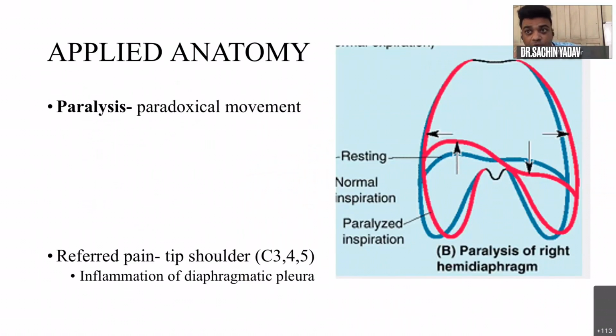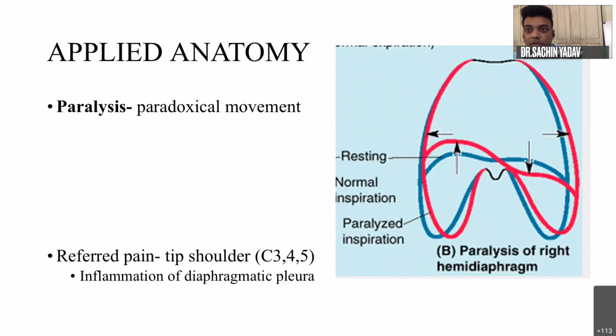Paralysis. If one hemidiaphragm is paralyzed and the other one is normal, then it can lead to paradoxical movement. Whenever there is contraction of the normal side, it will lead to increased abdominal pressure, which will give elevation of the paralyzed part. Therefore it is known as paradoxical movement.